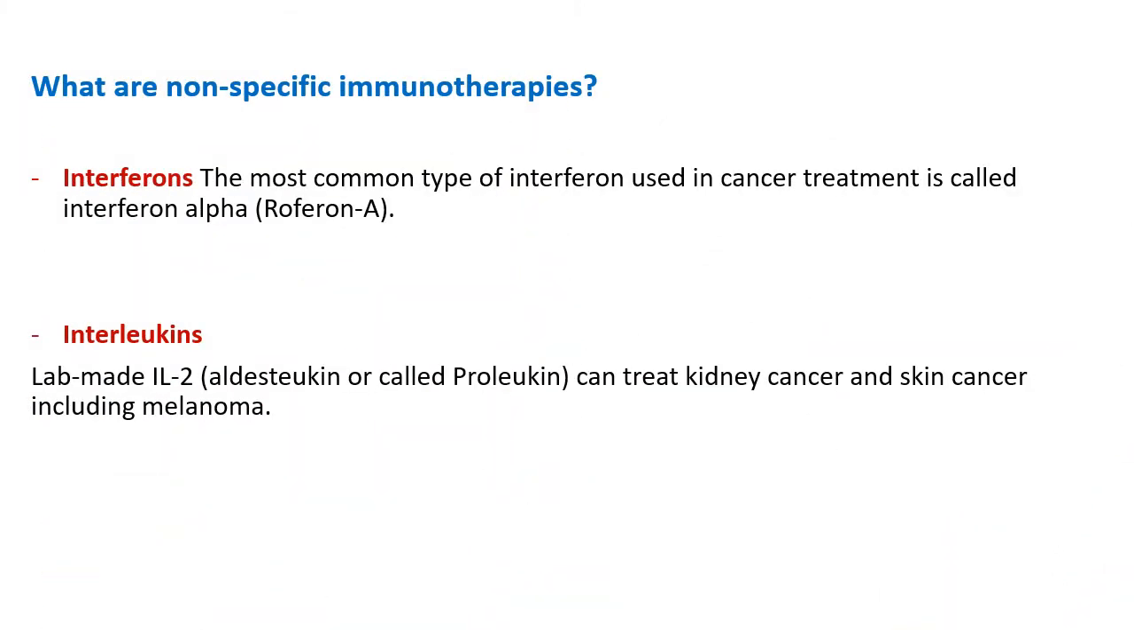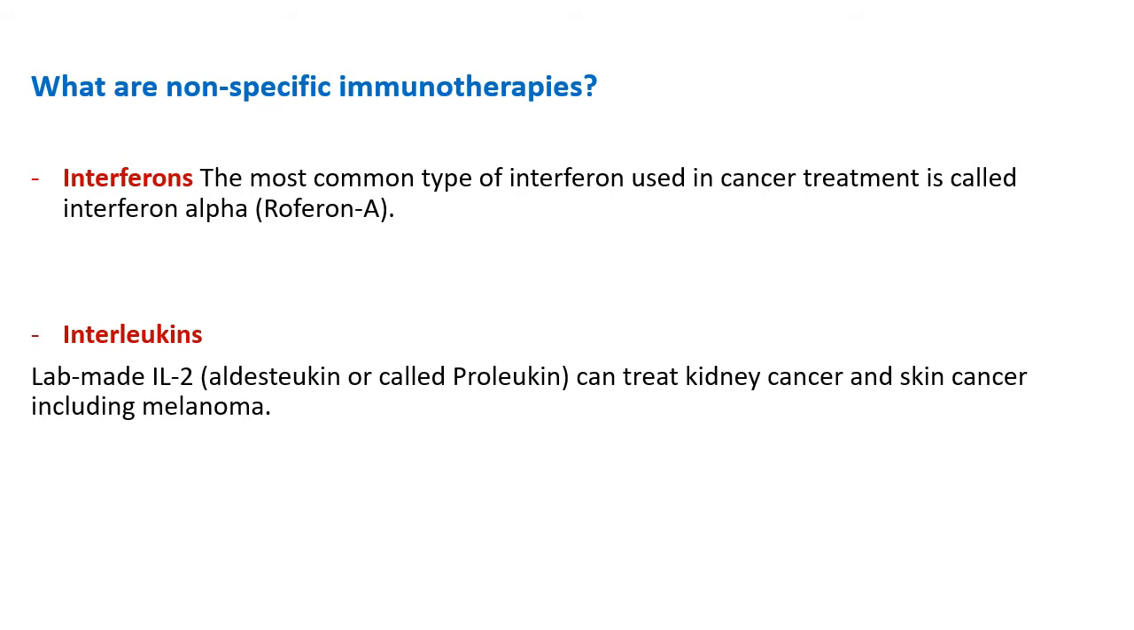Now, what is non-specific immunotherapy? I mean, it is not specific for a specific target; it is non-specific and works on a wide range. We have interferons and also interleukins. Interferons are naturally produced by the immune system when the body is infected, for example by a virus, produced by the body as an immune response. Interferons can be synthesized in the laboratory and used in slowing the growth of and fighting tumor cells.